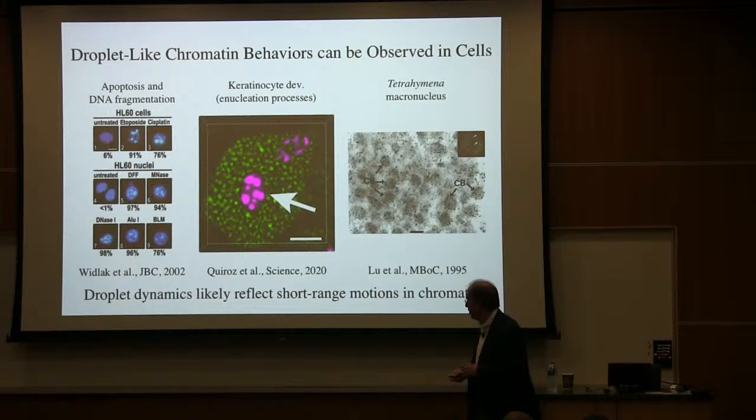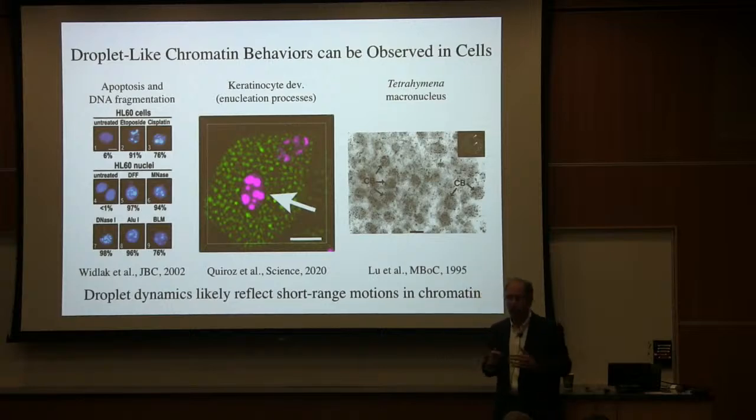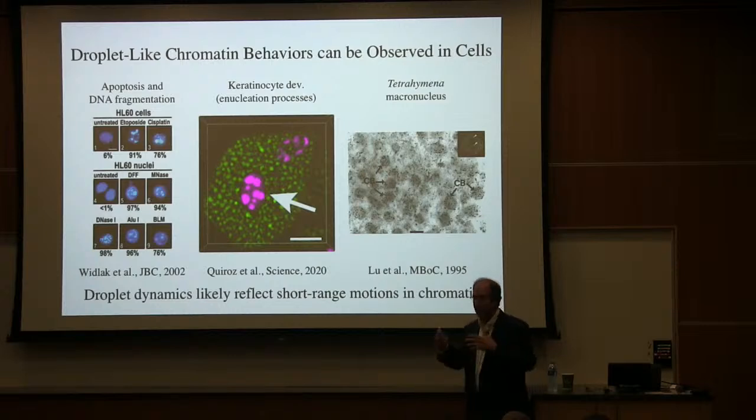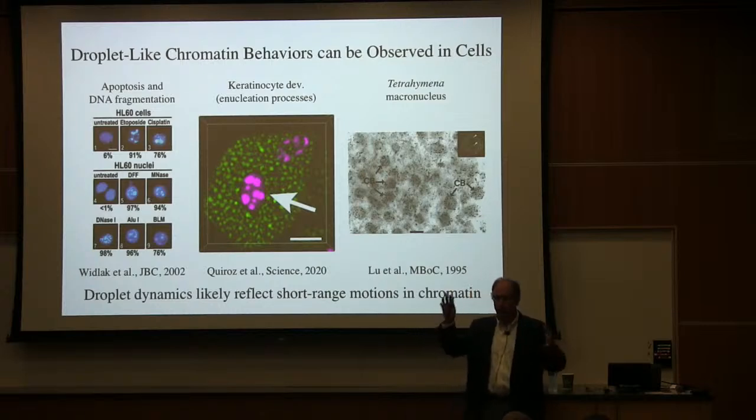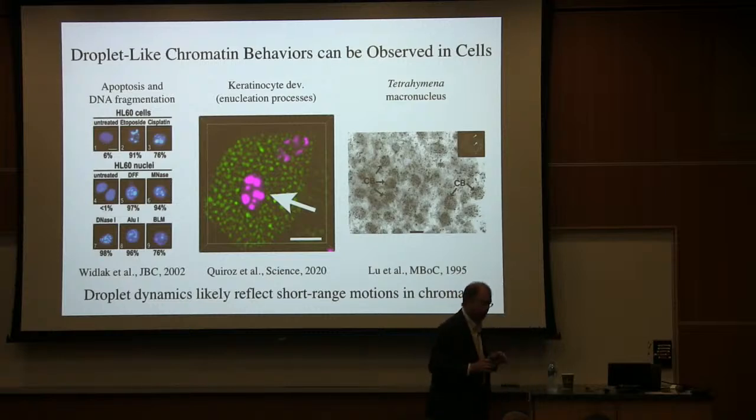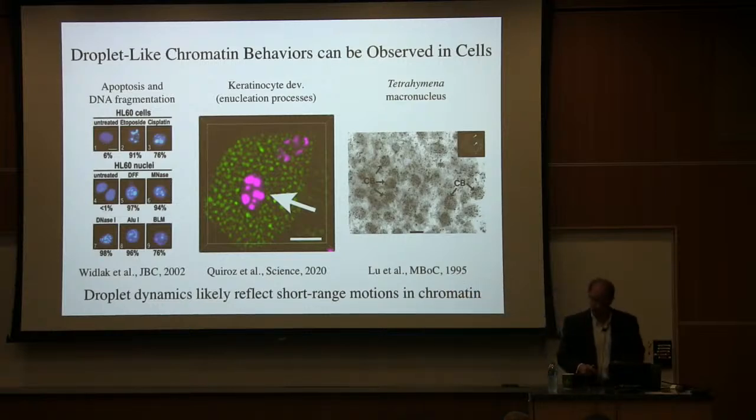And so again, what we think is that what we're seeing in the movement in our droplets likely reflects those short-range motions of bona fide chromatin, because we have, again, relieved those long-range constraints that produce the lack of motion on longer length scales. We're more than happy to talk about those ideas afterwards.